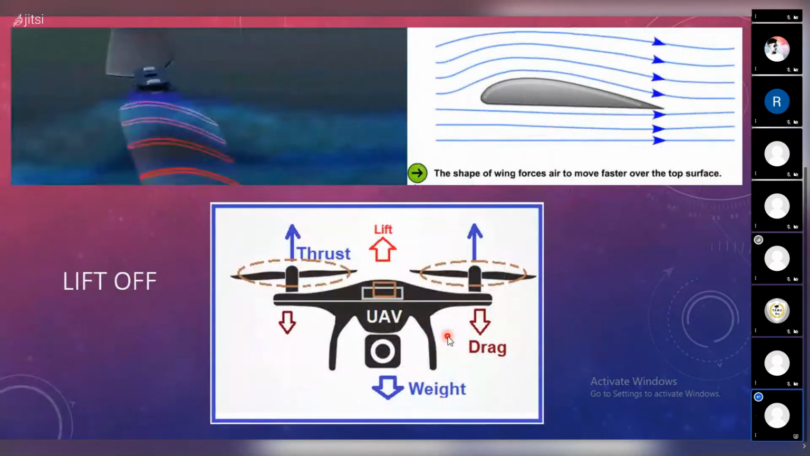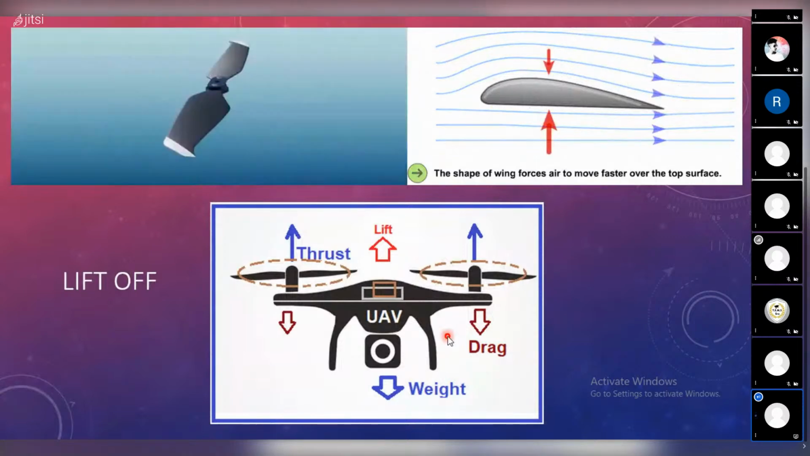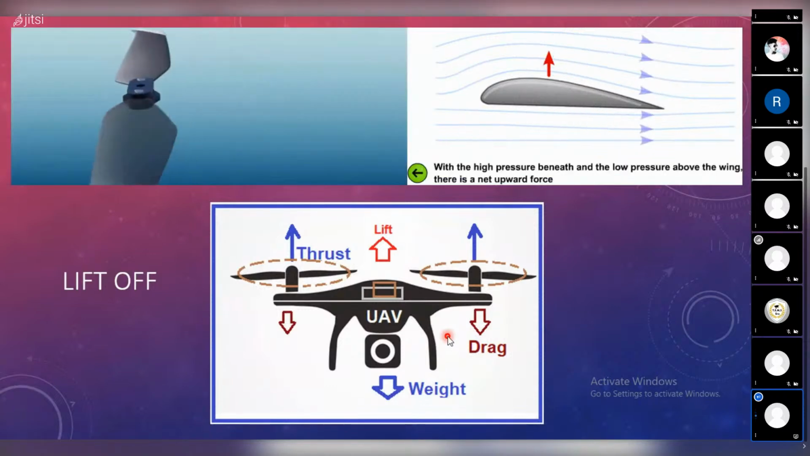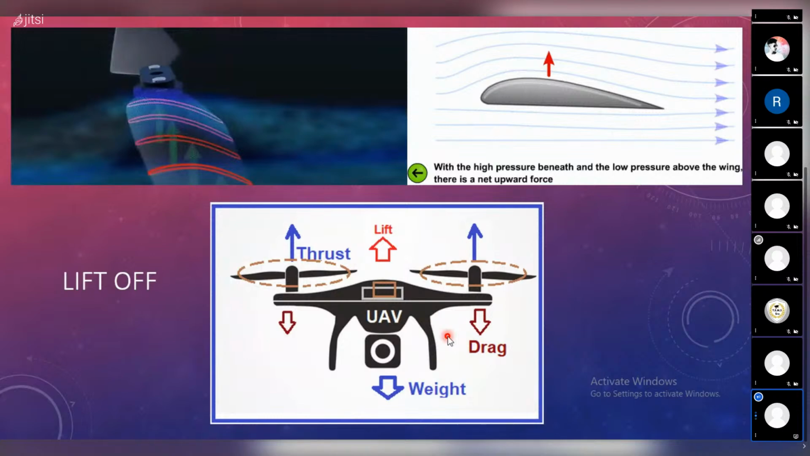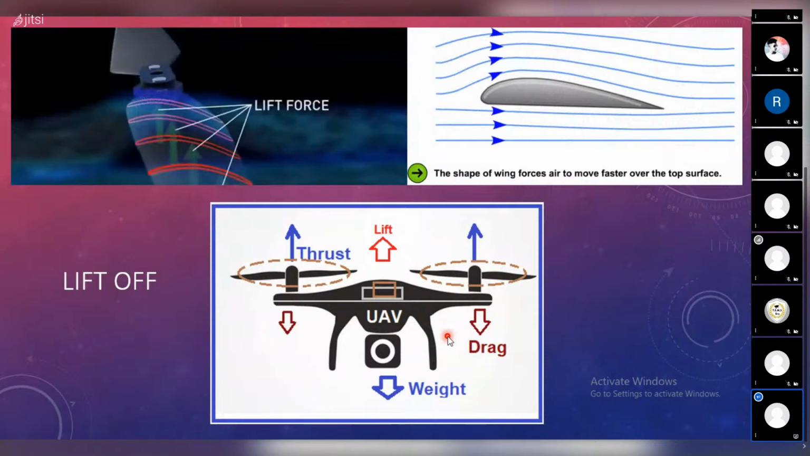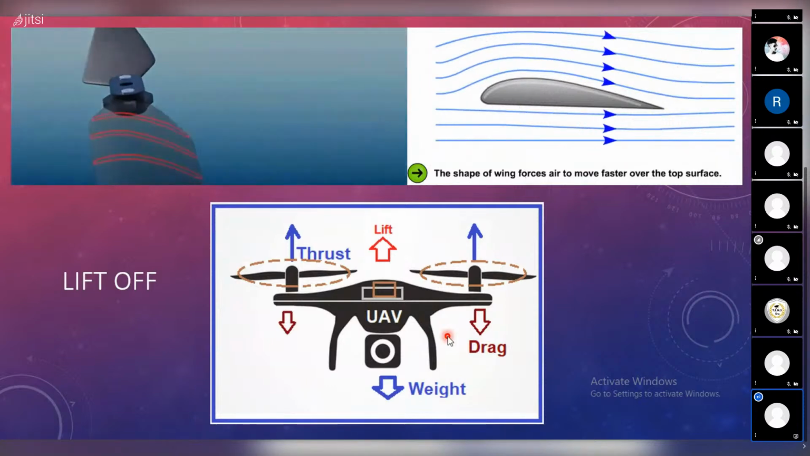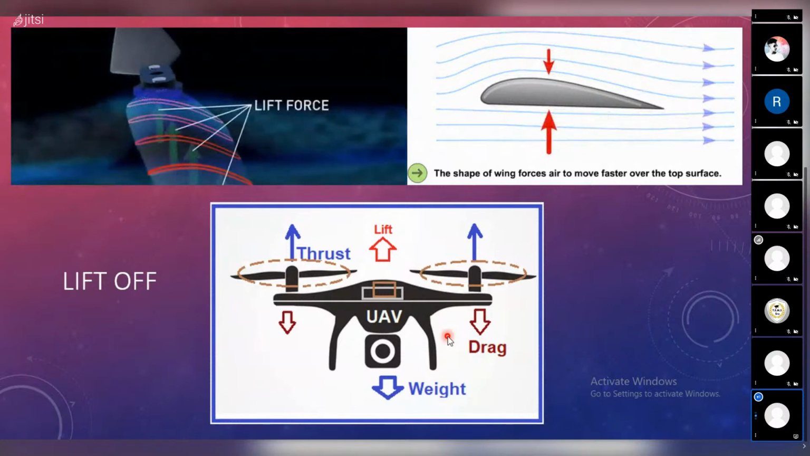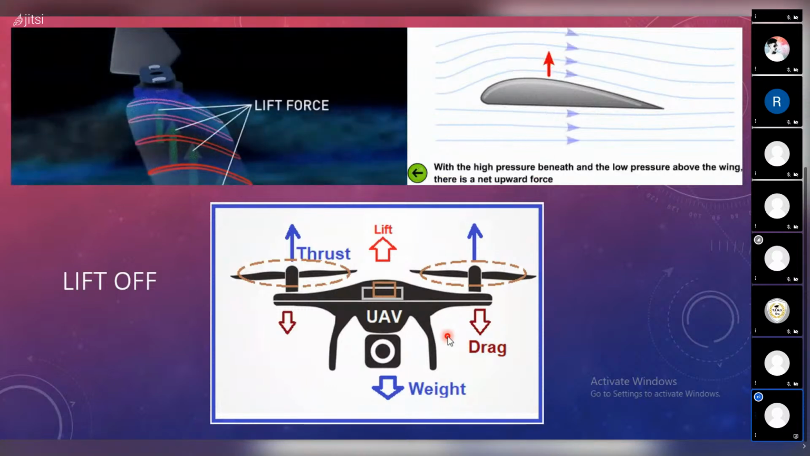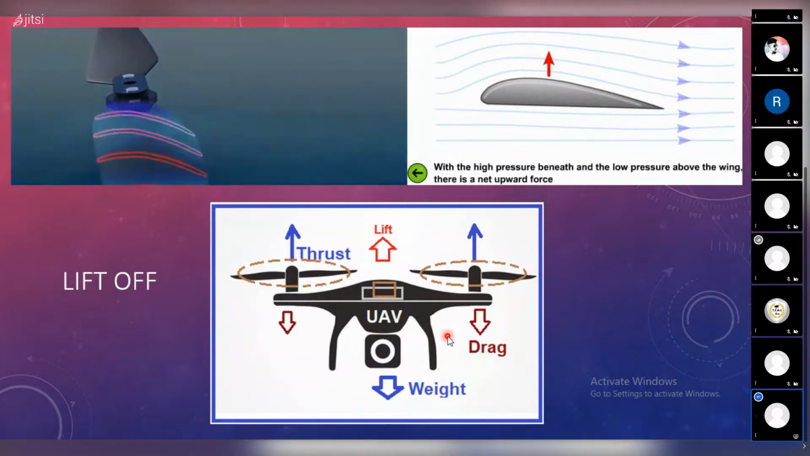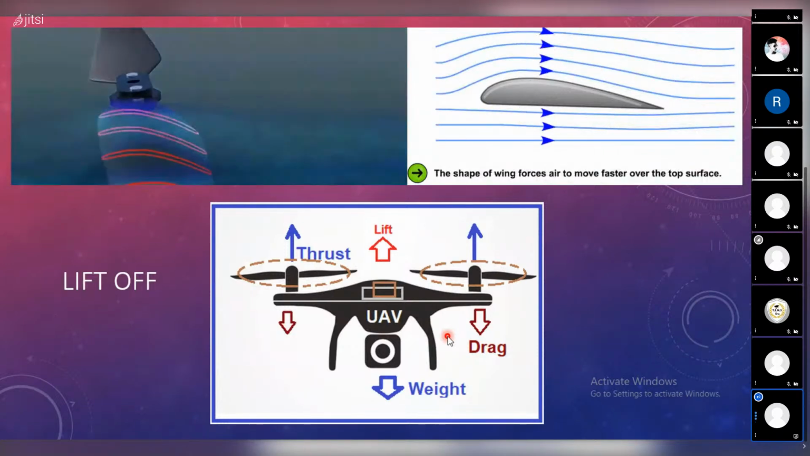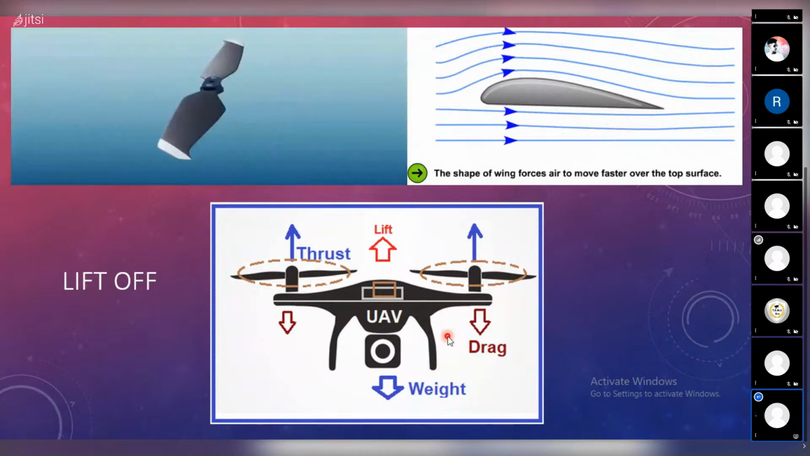So going ahead, like I already discussed, how does an aircraft fly? The most crucial design that has really made us achieve flight is the aerofoil shape. This is the shape that has been used in aircraft wings. It has been used in the propellers of our drones to achieve lift. So this shape is very crucial for us to lift our drone or aircraft.